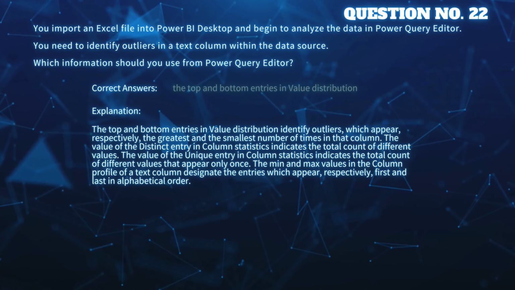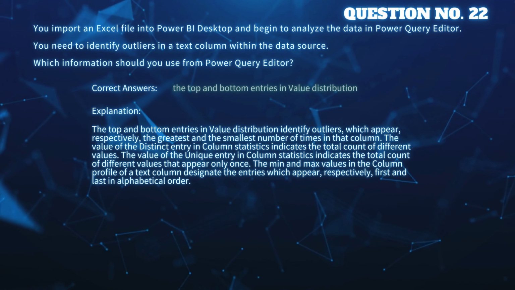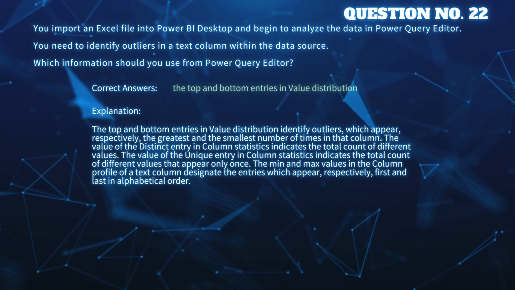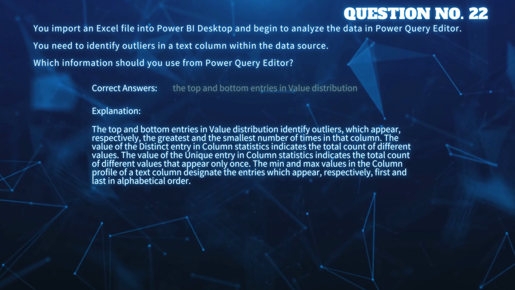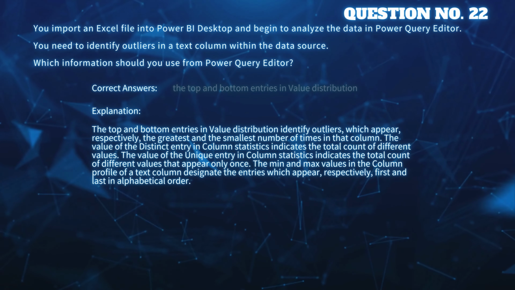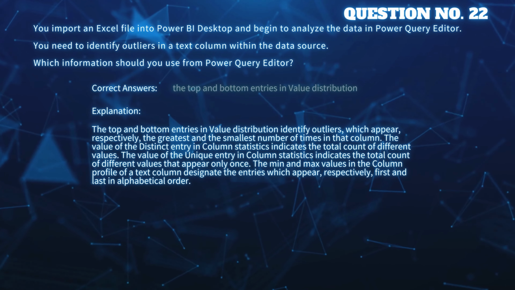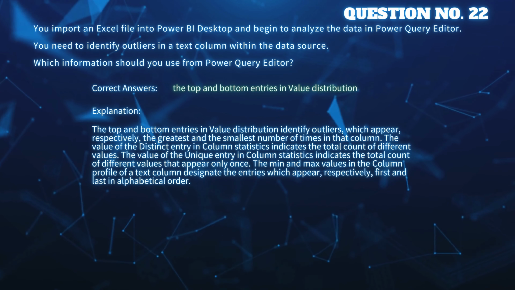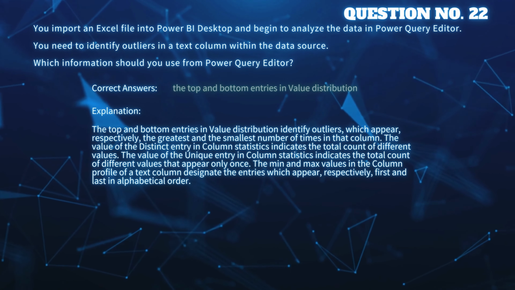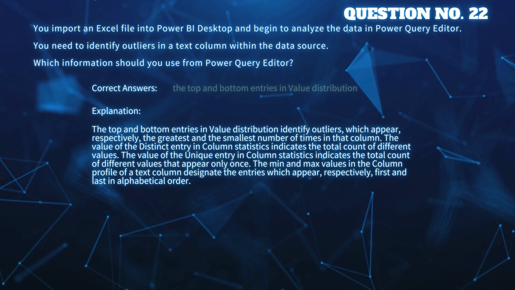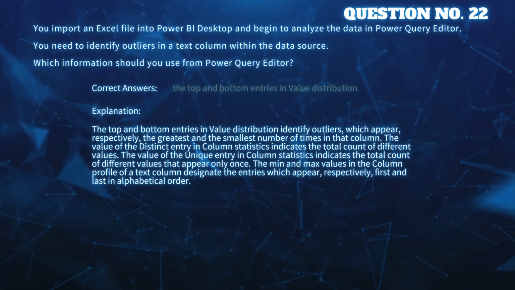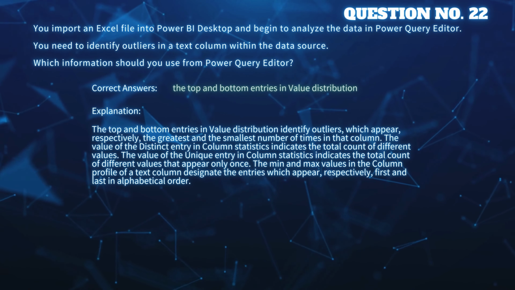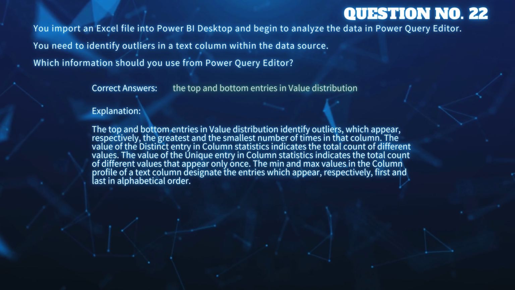Correct answers: the top and bottom entries in value distribution. Explanation: the top and bottom entries in value distribution identify outliers, which appear, respectively, the greatest and the smallest number of times in that column. The value of the distinct entry in column statistics indicates the total count of different values. The value of the unique entry in column statistics indicates the total count of different values that appear only once. The min and max values in the column profile of a text column designate the entries which appear, respectively, first and last in alphabetical order.